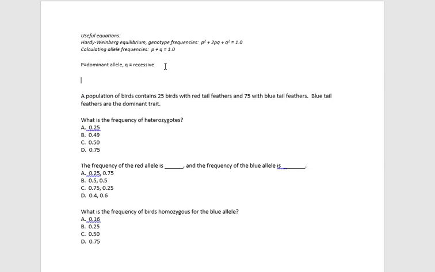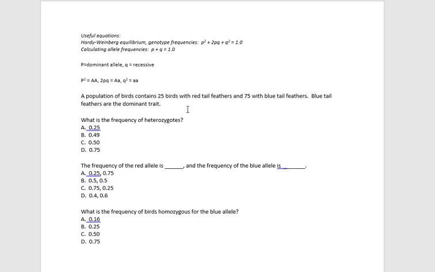And then when we look at the Hardy-Weinberg equilibrium genotype equation, P squared plus 2PQ plus Q squared equals 1, then we can say that P squared is the homozygous dominant. So P squared equals your homozygous dominant. 2PQ would equal your heterozygous, and then Q squared would be your homozygous recessive genotype.